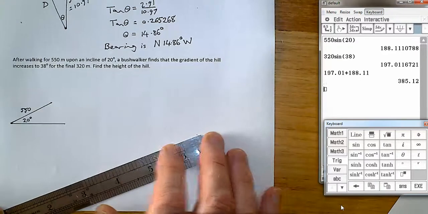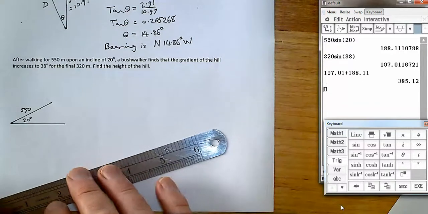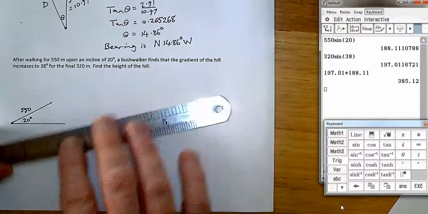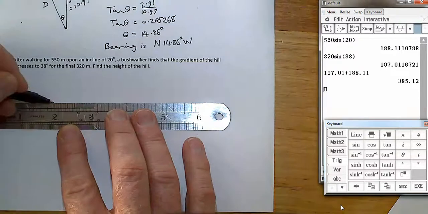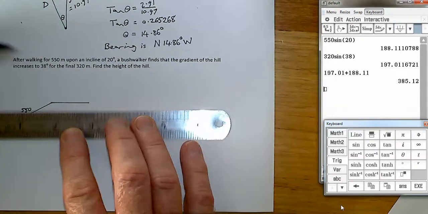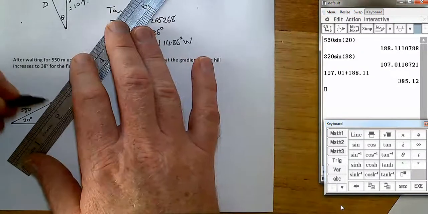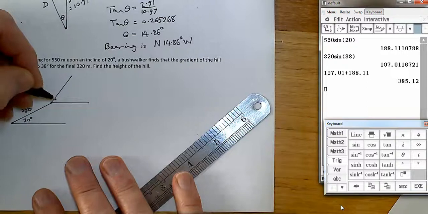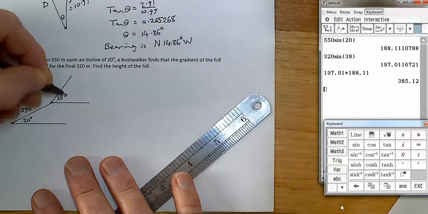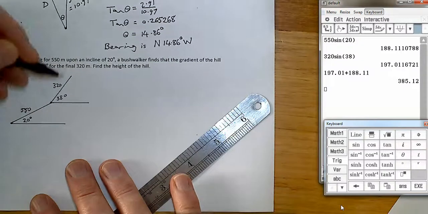And then the bushwalker finds that the gradient increases to 38 degrees. Now remember that this gradient was measured from the horizontal, so this angle is a bit steeper for the last part of the hill. I think I've exaggerated it a bit here. That'll do. So then it changes to 38 degrees for the final 320 metres. And we have to work out the height of the hill.